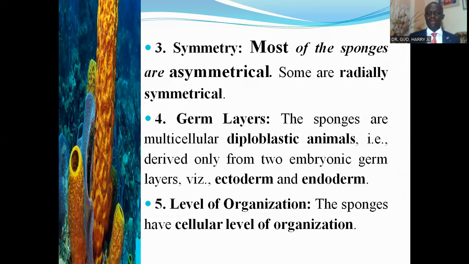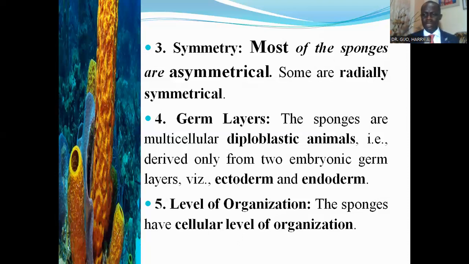We now look at the fourth distinctive feature, which is the germ layers. The sponges are multicellular diploblastic animals, that is, divided into two embryonic germ layers. They have two body layers, and that's why they are said to be diploblastic organisms. So their body layers are the ectoderm and the endoderm.